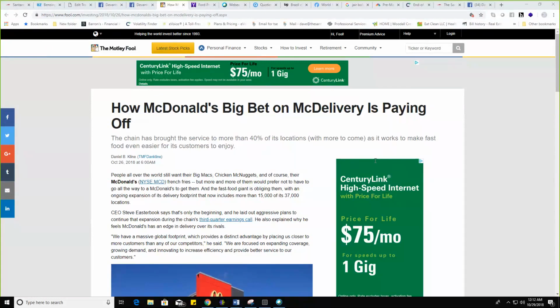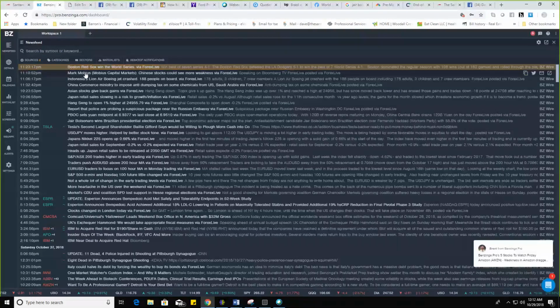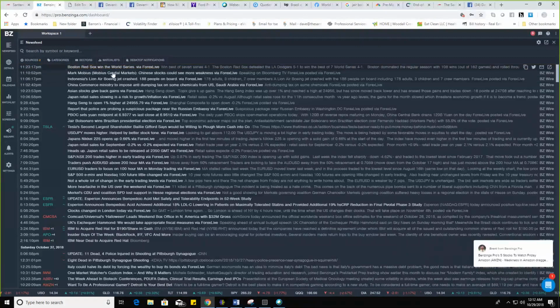I pay thousands a month for news information, and it's worth it because you have to be on top of your game. Like I said, Benzinga here will give you, Boston wins the World Series. It tells you everything the minute it happens, too. 11:23, so 45 minutes ago, it said Boston won the World Series. Damn it, that's bad news. The Yankees should have won.